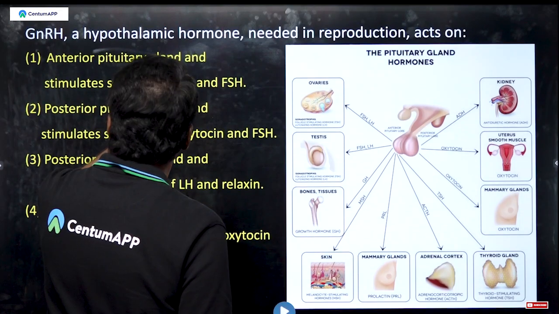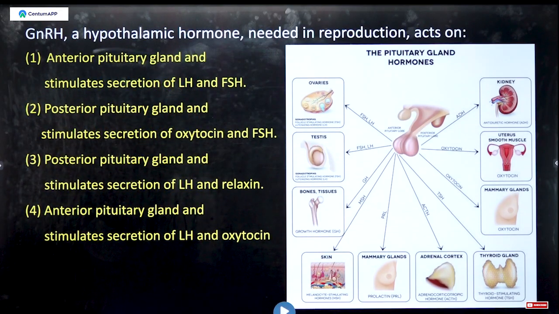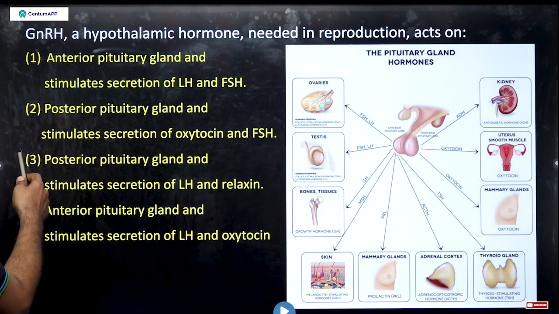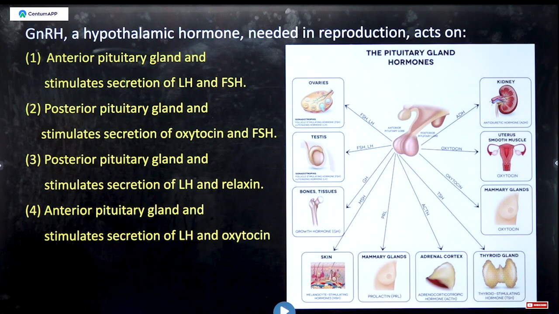Next question. GnRH, gonadotropin releasing hormone. GnRH is a hypothalamic hormone needed in reproduction, acts on: Option number 1, anterior pituitary gland and stimulates secretion of LH and FSH. Option number 2, posterior pituitary gland and stimulates secretion of oxytocin and FSH. Option number 3, posterior pituitary gland and stimulates secretion of LH and relaxin. Option number 4, anterior pituitary gland and stimulates secretion of LH and oxytocin.